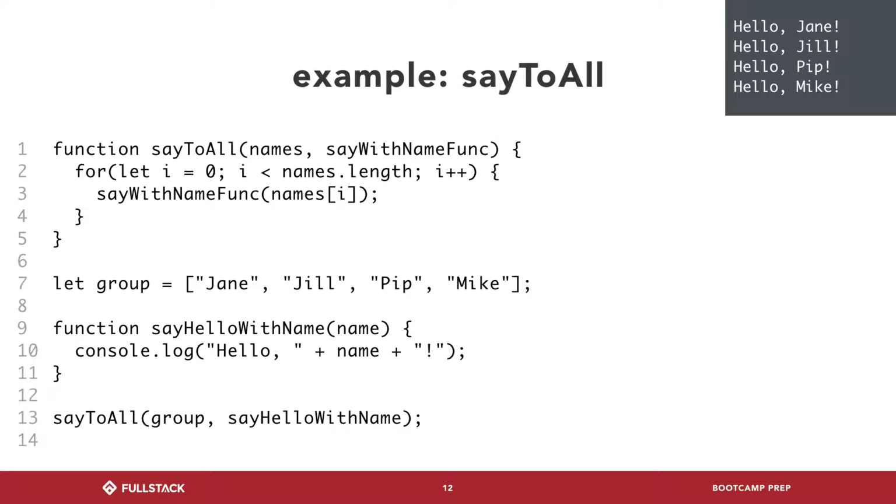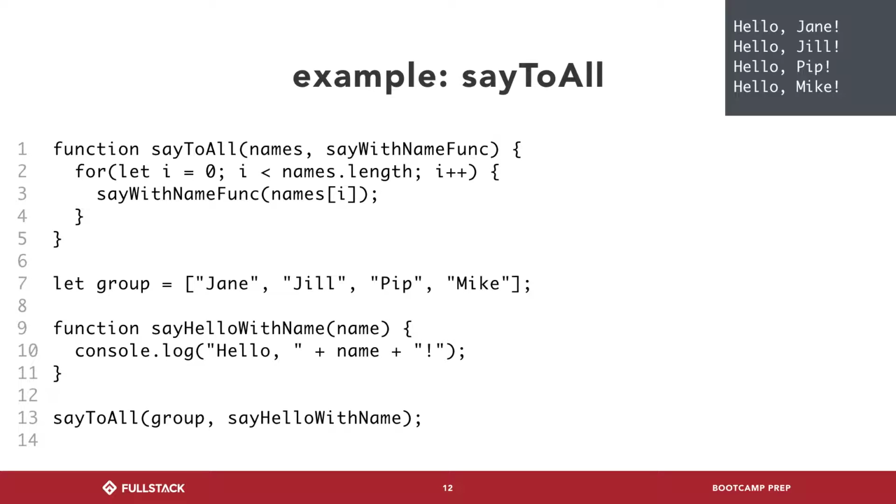That's the second parameter of your say all function. What is say with name func? Say hello with name. It's this. Say with name func is this function here. So on line 3, for every element in this names array, I'm invoking this say hello with name function, and I'm passing in one of the elements, Jane, Jill, Pip, or Mike, into this function.